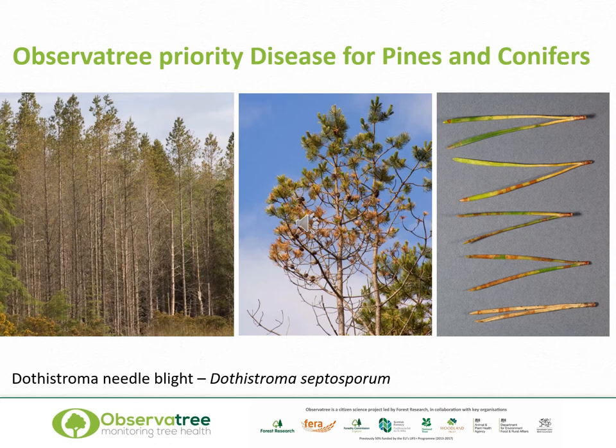At this point, the symptomatic needles are shed and the branches have a typical lion's tail appearance, with only a tuft of the recently infected current year's needles remaining at the branch ends, which you can see in the middle picture. Defoliation can continue year on year and gradually weaken the tree, significantly reducing timber yields. It can also eventually lead to mortality, as you can see in the left-hand picture.